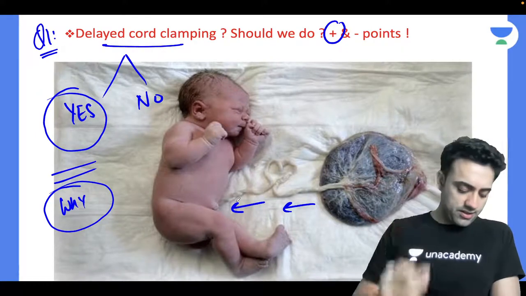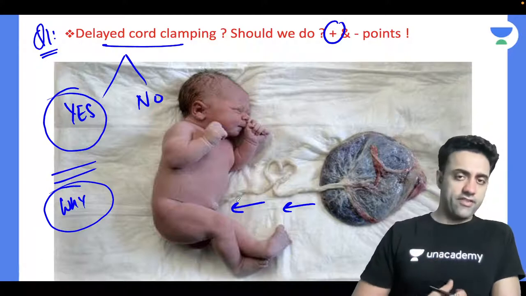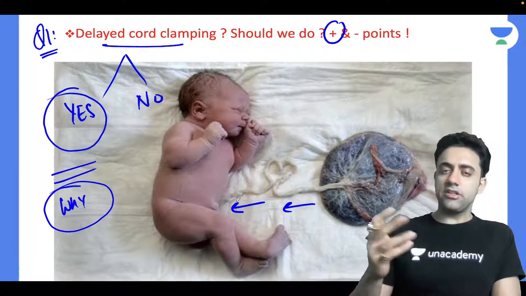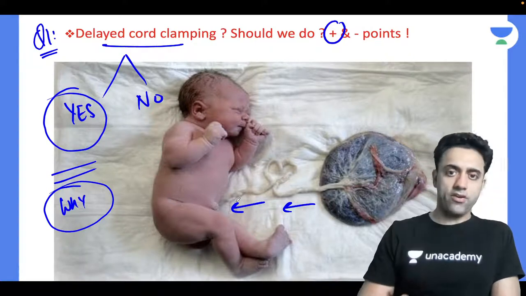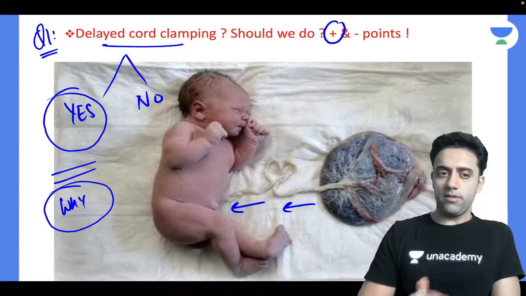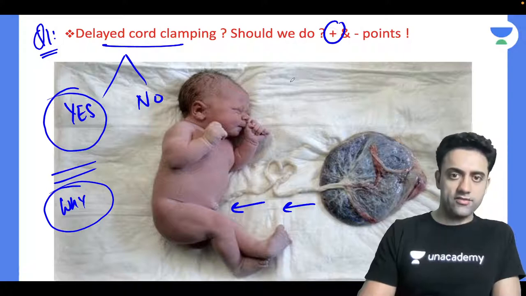When too much blood goes inside the baby, what will happen? Any idea? What is the benefit? Delayed cord clamping is pushing extra blood back into the baby from the placenta through the umbilical cord. What will happen? What are the chances of this one?